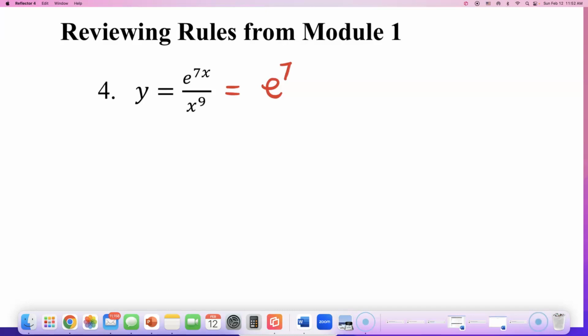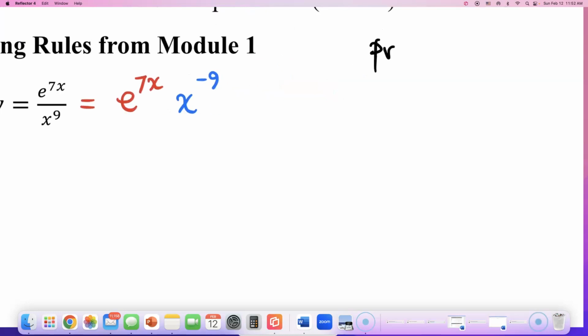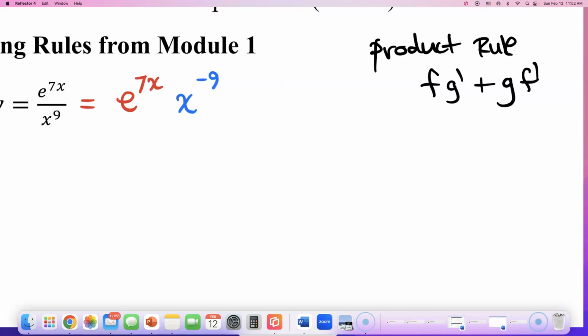e to the 7x times x times x to the negative 9th power. And I would rather do product rule. Okay, I'm just going to do product rule. So let's write down the product rule over here: first times the derivative of the second plus second times the derivative of the first.